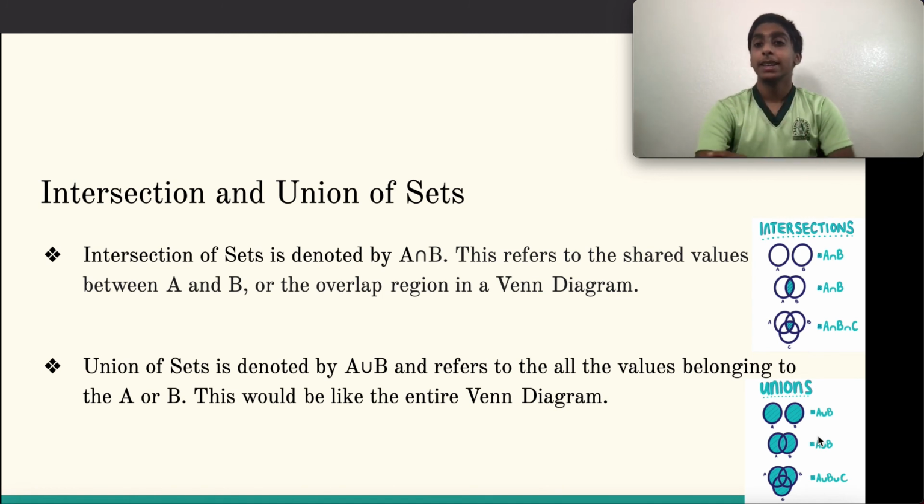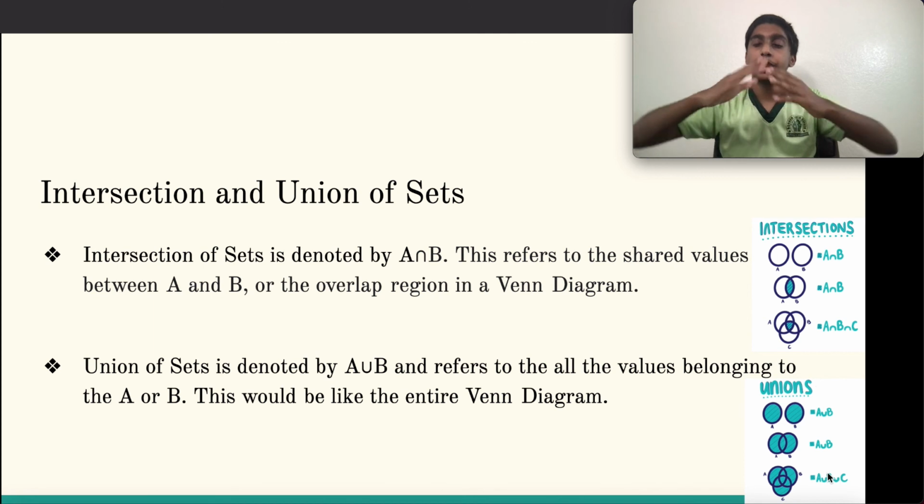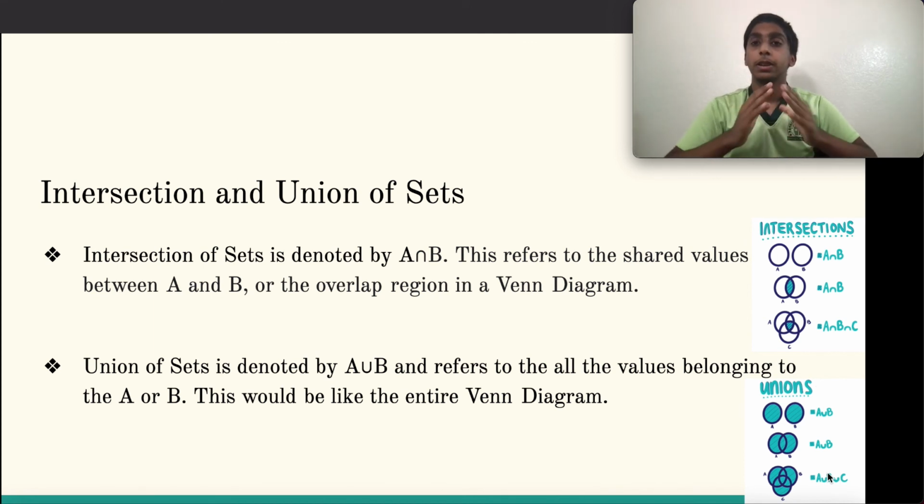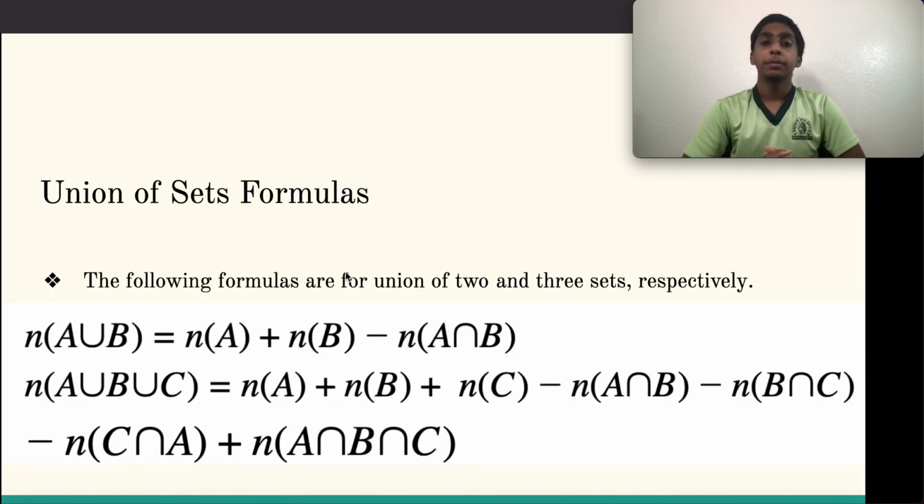Finally, A union B union C is everything in those circles. Anything inside those circles, even if it's in the intersection region, is all included in this union. So here I say the entire Venn diagram, but if there's something outside of the circles, then it doesn't count. Here are some formulas that you can use for the union of 2 sets and 3 sets respectively.